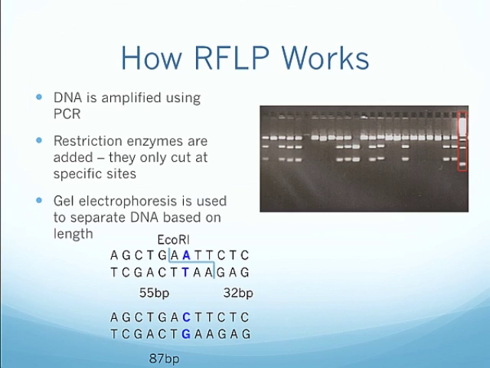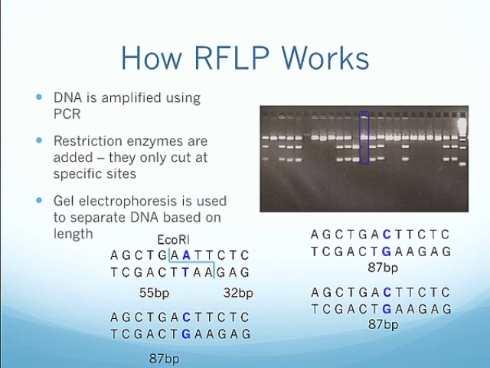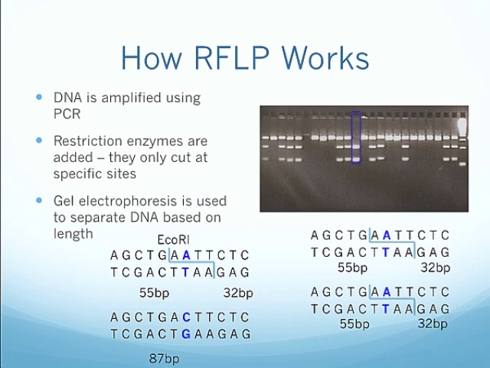A person homozygous for the C SNP would have only one band, the two uncut PCR products. And it's closer to the top because it's a long strand of DNA. A person homozygous for the A SNP will have two bands, the 55 base pair band and the 32 base pair band. And the heterozygous person will have all three bands.